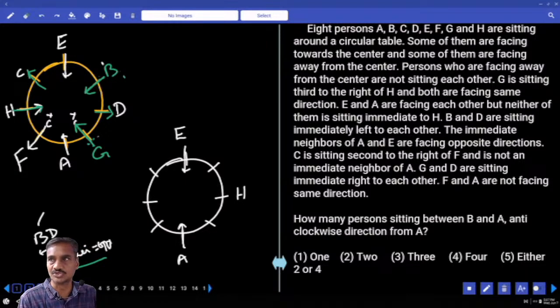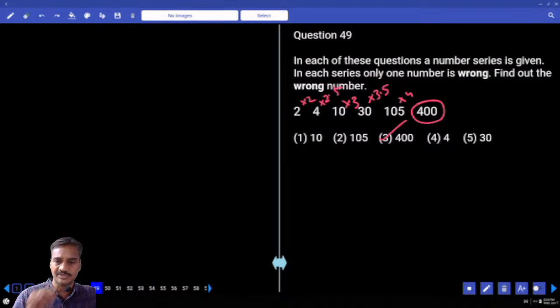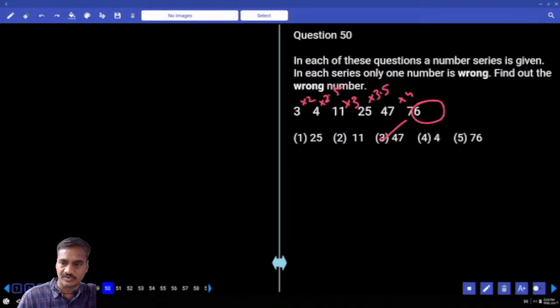Then any number series questions in this paper? Question number 49 onwards. The number is multiplied with 2, 2.5, 3, 3.5 and 4. Then next one coming to question number 50.